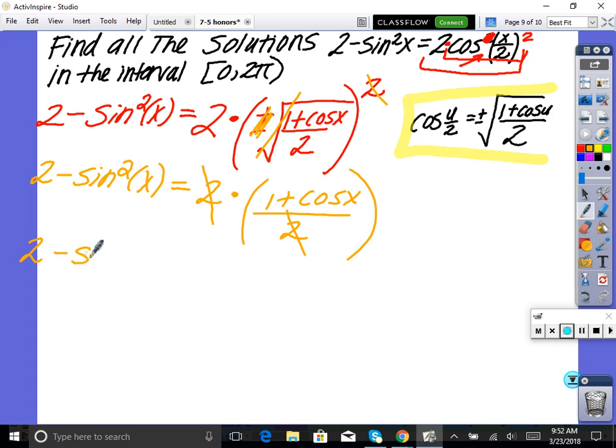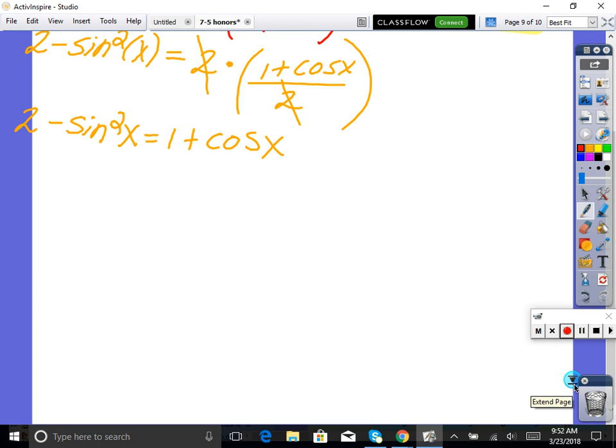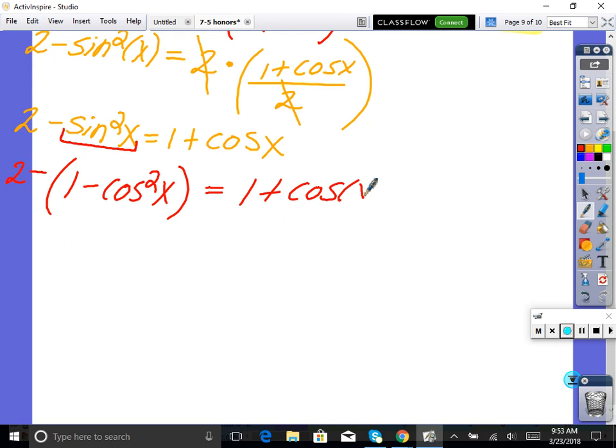2 minus sine squared x equals 1 plus cosine of x. Now you say, we solve by getting them all cosines or all sines. The only one we can change is sine squared to be a cosine. So shouldn't we change this? So we have 2 minus parentheses. People mess up on little things like this. Minus, if that became 1 minus cosine squared of x, which it does, we've got to distribute the negative in a minute, equals 1 plus cosine of x.